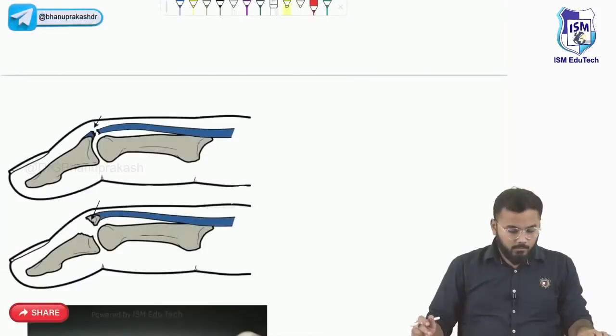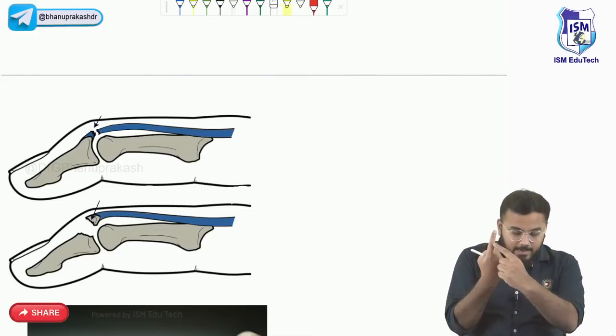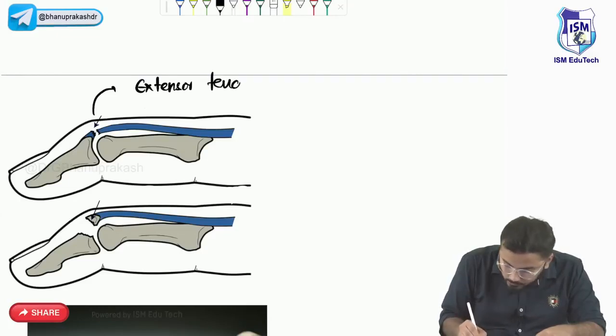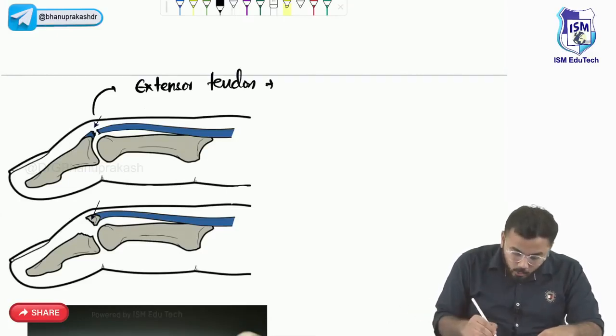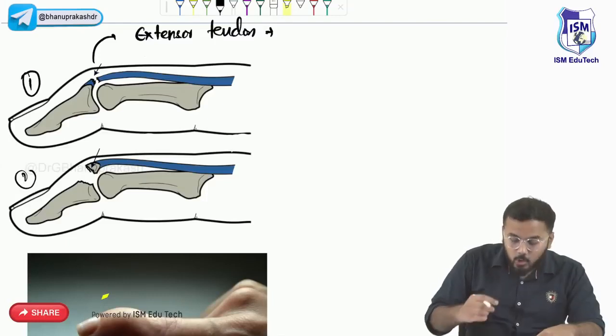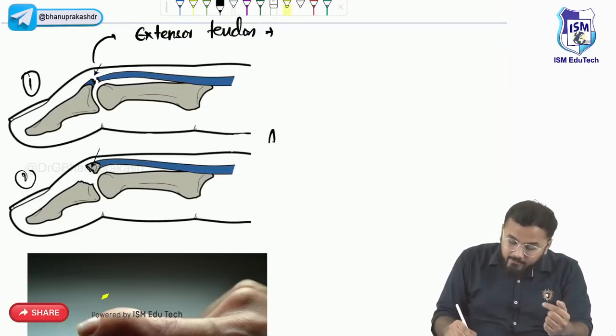Done. Now look at this picture. Tell me, is the flexor tendon ruptured or the extensor tendon in this picture? Extensor, very good, because it is on the back here. So this is extensor tendon rupture. Look at the next picture. Along with that extensor tendon, a part of bone has also been broken off. So you call this an avulsion fracture.